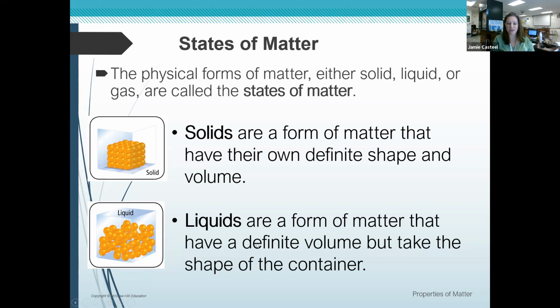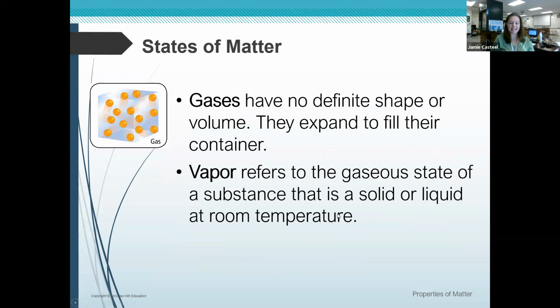Liquids take the shape of their container, but they do have a definite volume. We can calculate the volume there. And gases have no definite shape and no definite volume. They expand to fill any container that they're in.